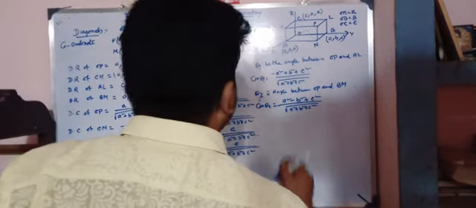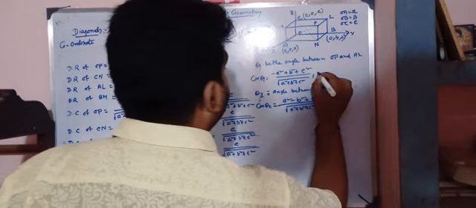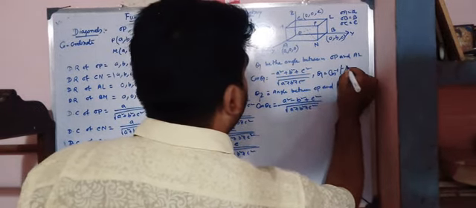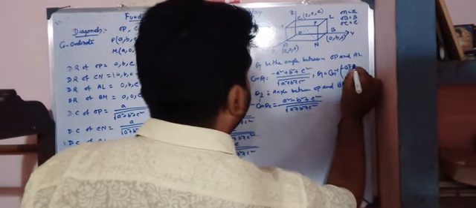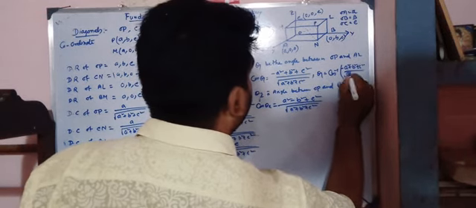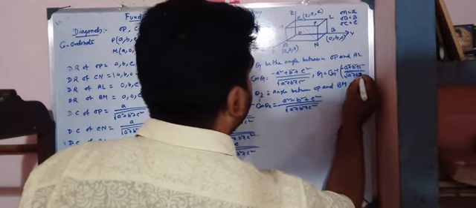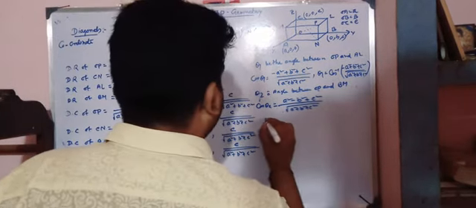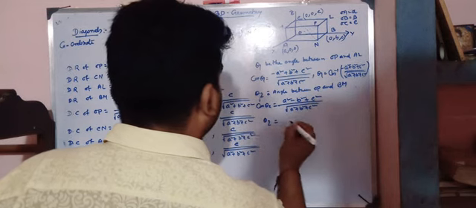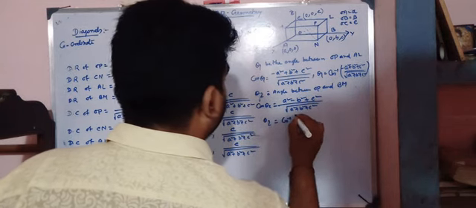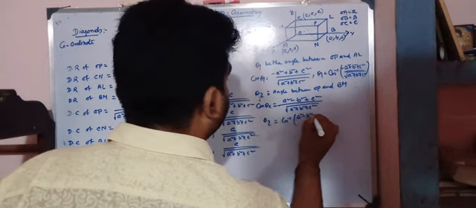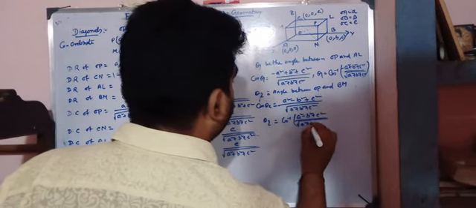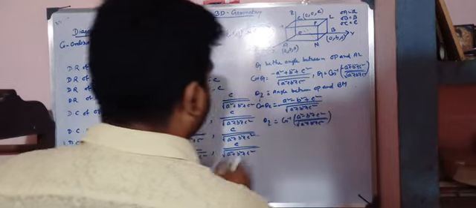So here theta 1 should be cos inverse of minus A square plus B square plus C square by root over of A square plus B square plus C square. And here theta 2 should be cos inverse of A square minus B square plus C square by root over of A square plus B square plus C square. Understood that?